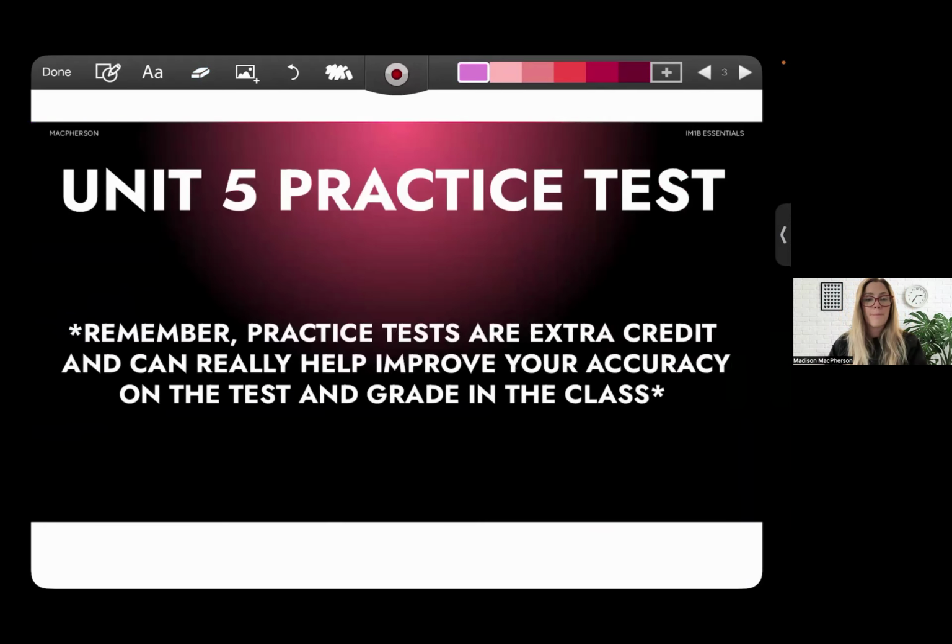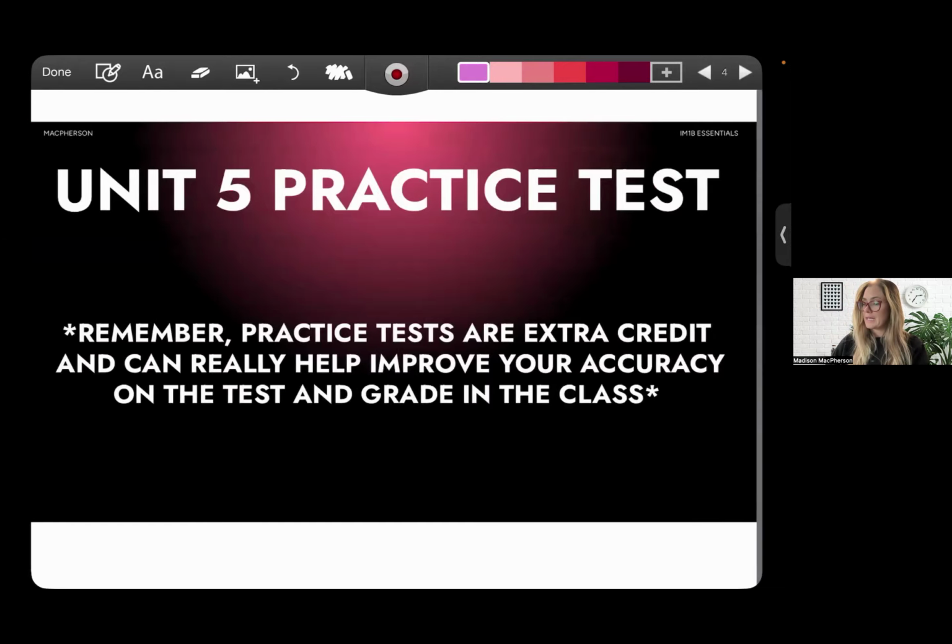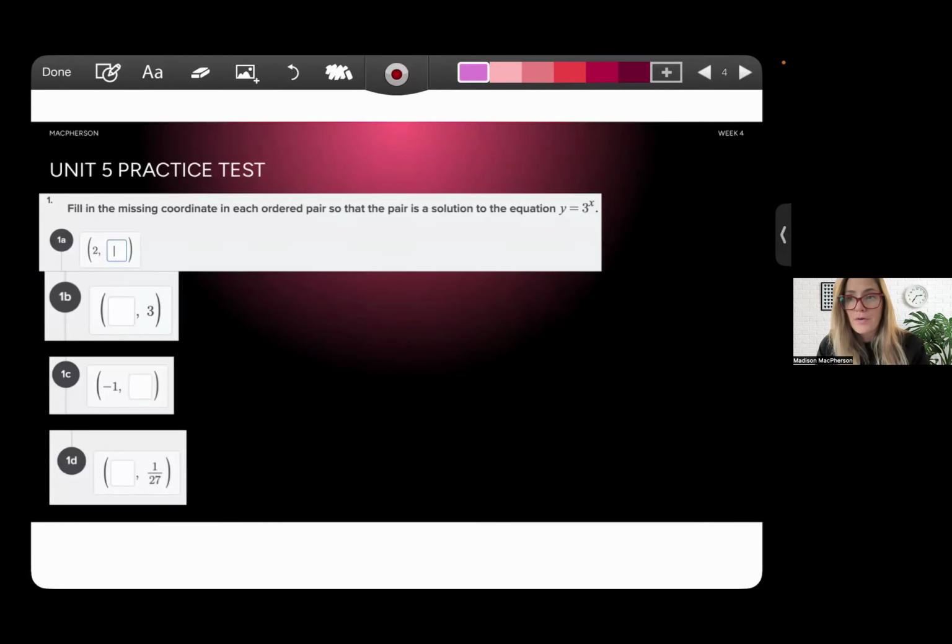Okay, so remember those practice tests for each unit, they are extra credit. So they can really help you improve your accuracy on the test, and because they're extra credit, they can also improve your grade in the class. So I'm going to give you about 30 seconds to get that pulled up. You're going to go into MathSpace and pull up the Unit 5 practice test.